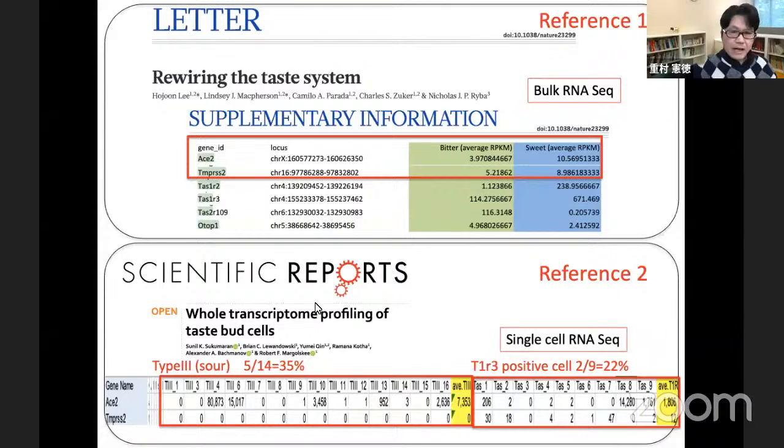The other single-cell RNA sequence study showed ACE2 messenger RNA expressed in about 30% of type 3 cell. These are each a single sour taste cell, and expression was examined. This is one cell, one cell, one cell. ACE2 is still expressed in some of the sour taste cells. So 30% are expressed.